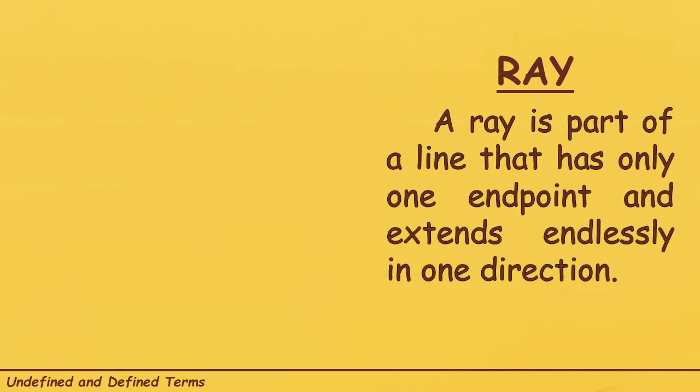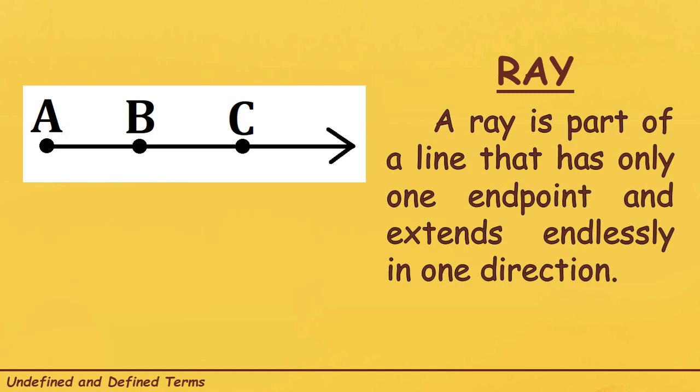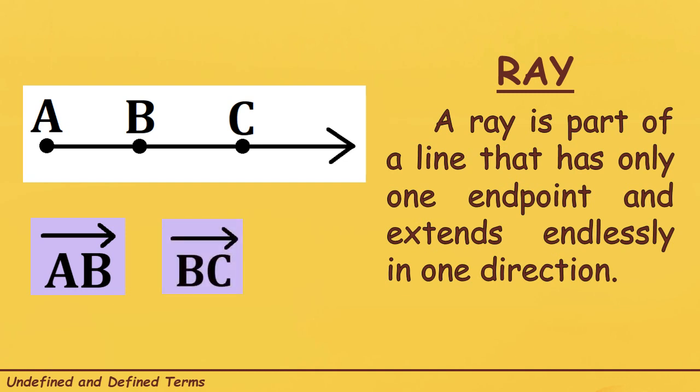The next one is ray. A ray is part of a line that has only one endpoint and extends endlessly in one direction. Okay, so tignan natin yung halimbawa dito. Ito yung figure natin. So dito, meron tayong ray na makikita. We have ray AB, pwedeng ray AB. Meron pa bukod sa ray AB. Ray BC. Meron pa. Ray AC.